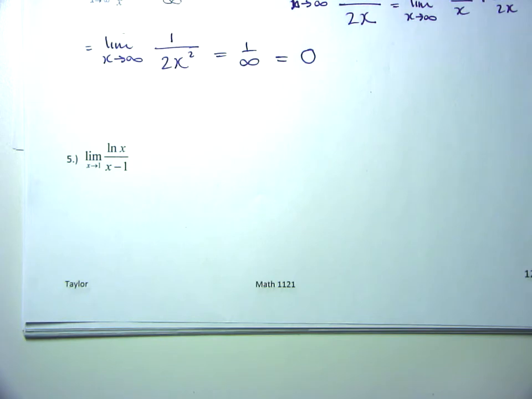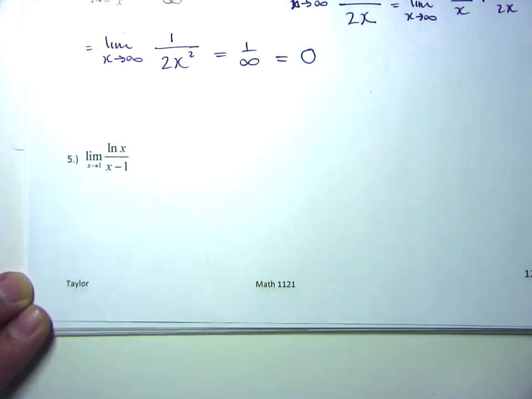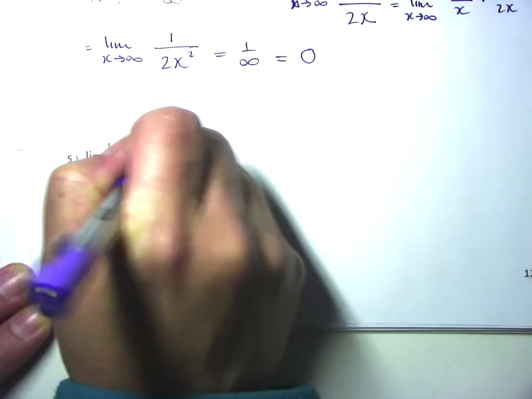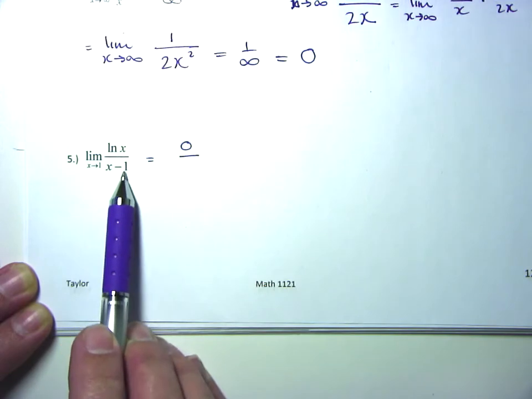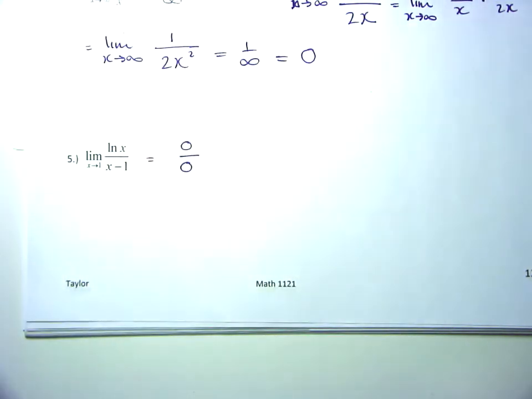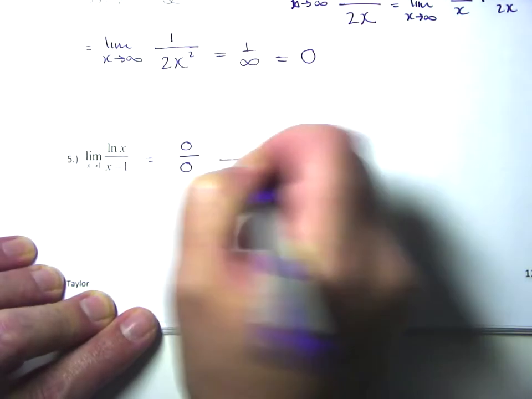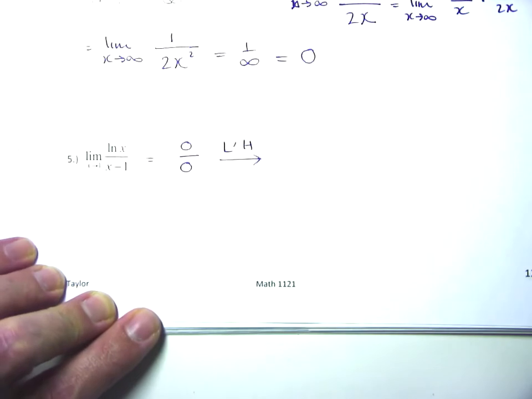All right, let's plug this limit in. I'm going to plug 1 in for x in the numerator. What is the value of natural log of 1? It is equal to 0. Thank you. Divided by, plug 1 in the denominator. 1 minus 1 is 0. All right, so there you have it. We have that 0 over 0 again. So we can use L'Hopital's rule.